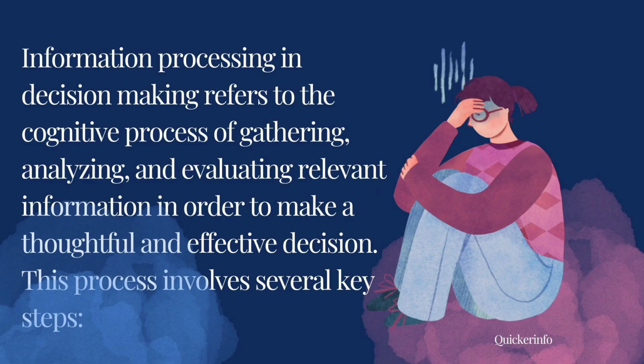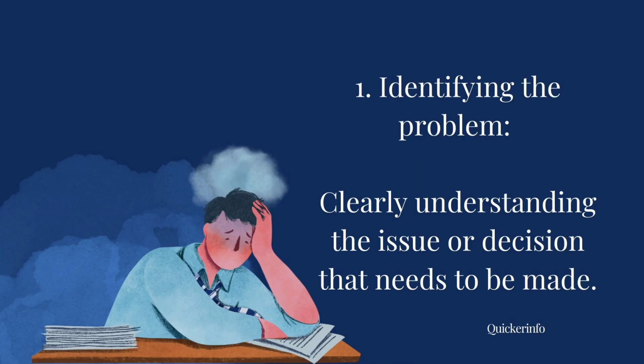Information processing in decision-making refers to the cognitive process of gathering, analyzing, and evaluating relevant information in order to make a thoughtful and effective decision. This process involves several key steps. 1. Identifying the problem. Clearly understanding the issue or decision that needs to be made.